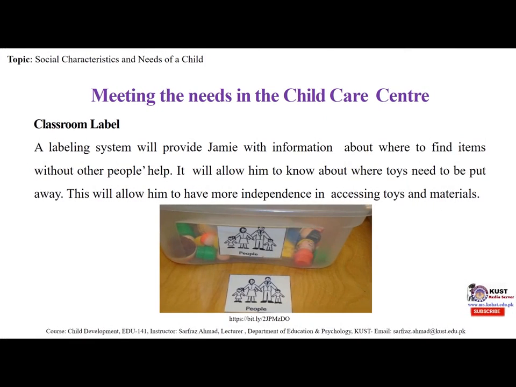And then classroom labels. A labeling system will provide Jamie with information about where to find items without other people's help. It will allow him to know where items need to be put away. So this will allow him to have more independence in accessing toys and materials.